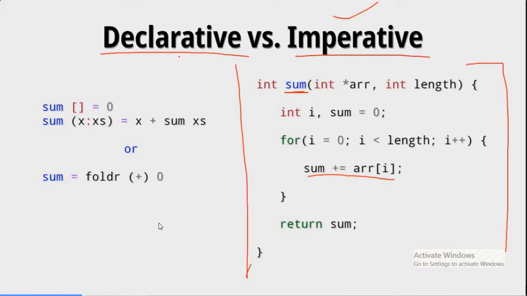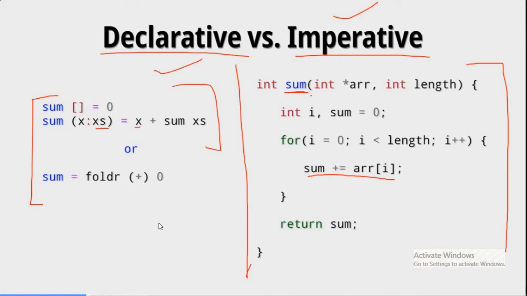But in declarative, firstly you are declaring something like this. In sum, if the list is empty, then the value is 0. Otherwise, suppose x is the first value and xs is the remaining list, then the output will be like this. The summation will be x plus sum of xs. Means the first element plus the summation of the remaining elements. So this kind of thing is called declarative and that kind of thing is called imperative.